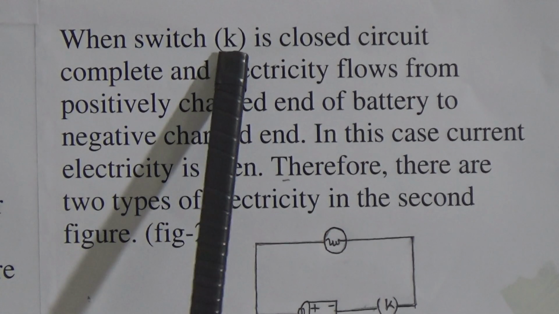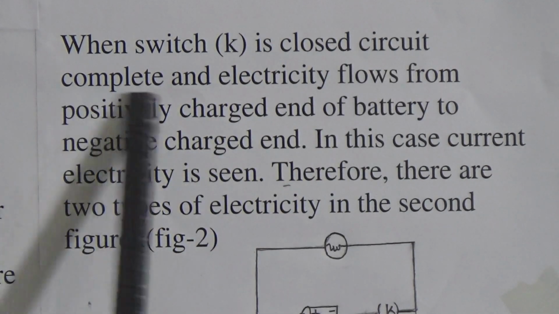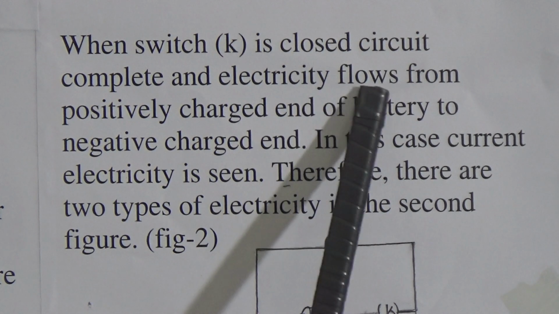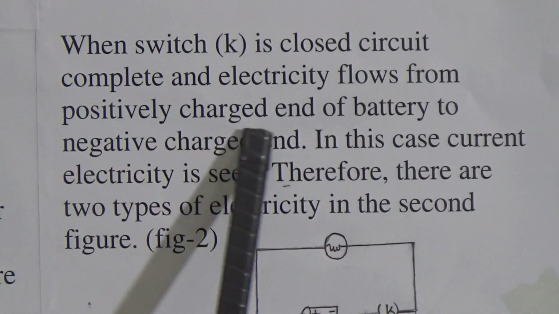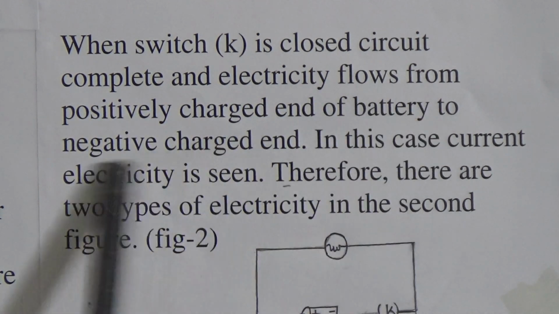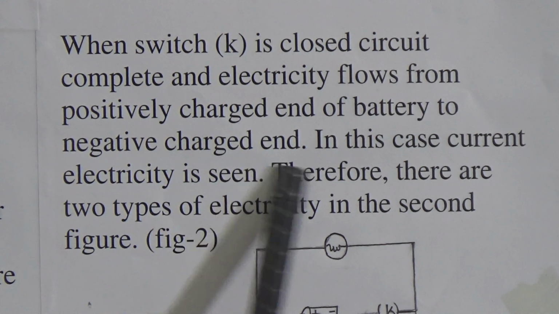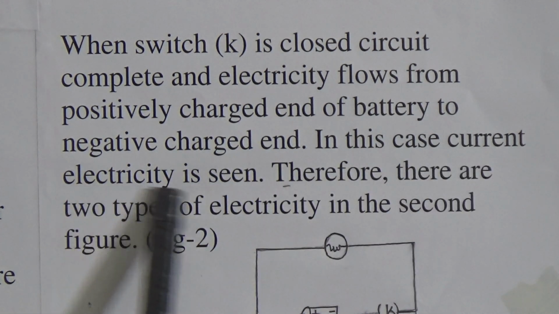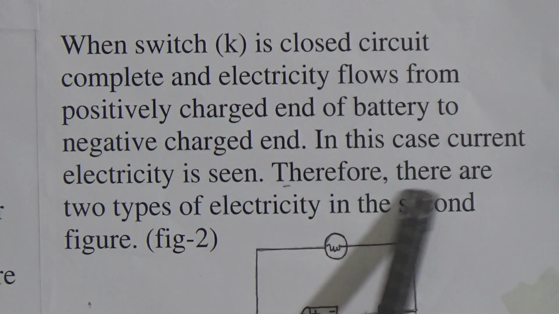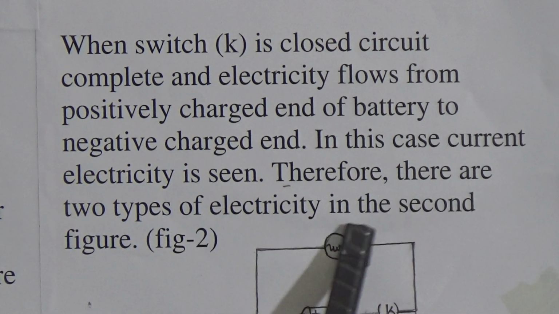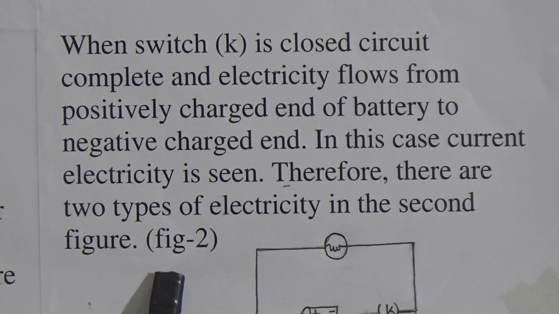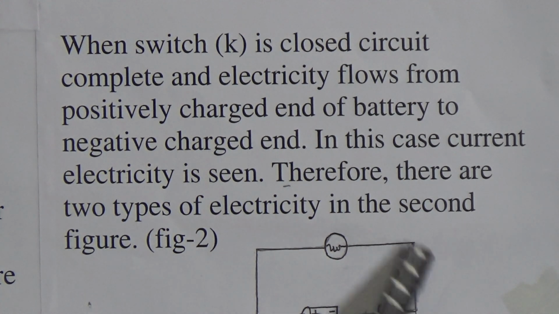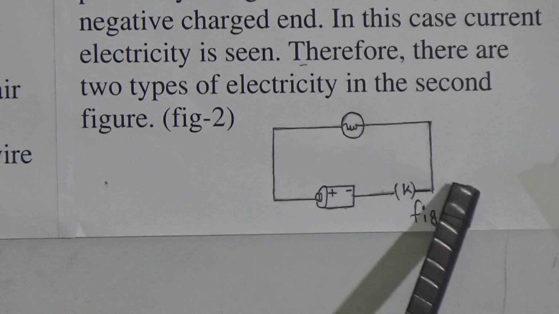When switch K is closed, the circuit is complete and electricity flows from the positively charged end of the battery to the negatively charged end. In this case, current electricity is seen. Therefore, there are two types of electricity in the second figure. So, you have to draw figure 2 here like this.